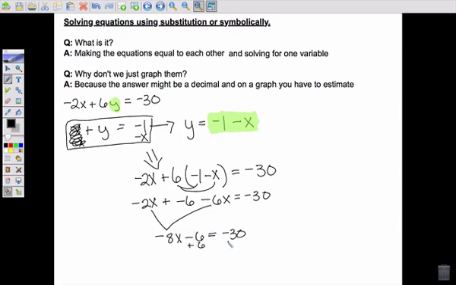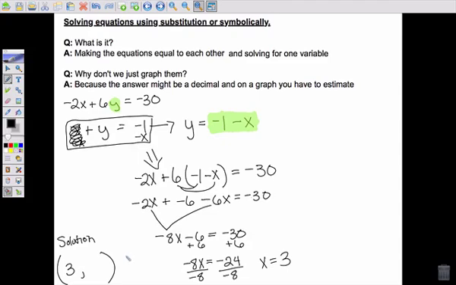I'm going to add 6 to both sides. Okay, and then I'm going to divide by what? Negative 8. And what's a negative 24 divided by a negative 8? Positive 3. So x equals 3. So in my solution, I'm going to have x equals 3.